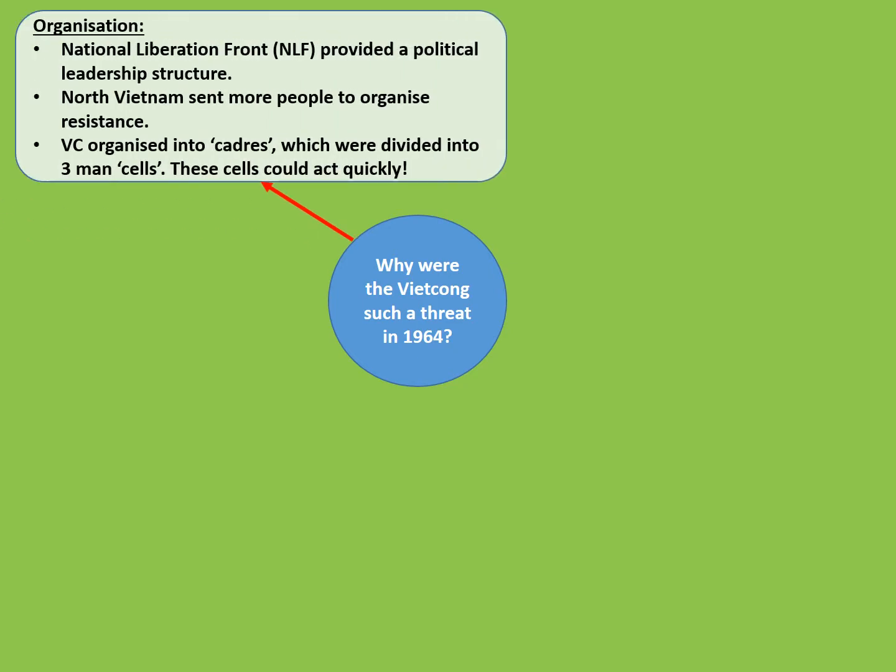First of all, their organisation. The NLF provided a political leadership structure. North Vietnam sent more people to organise resistance. And finally, the Viet Cong were organised into cadres which were divided into three-man cells which could act very quickly. Consider how bureaucratic and slow large armies like ARVN and the US Army were compared to a three-man cell reacting very instantaneously to local circumstances.